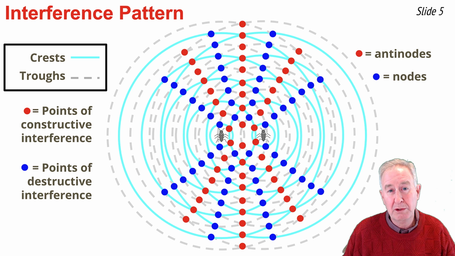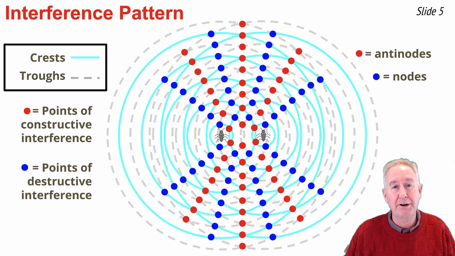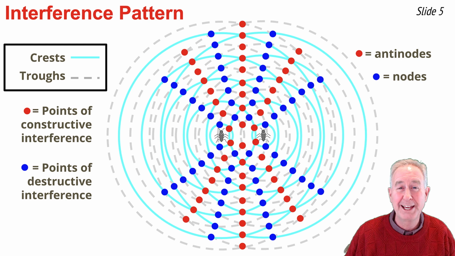Points of no disturbance whatsoever. In other words, they are nodal positions. Now, if you inspect the pattern, you'll notice that the nodal positions lie along lines, relatively curved lines, and we refer to those lines as nodal lines.